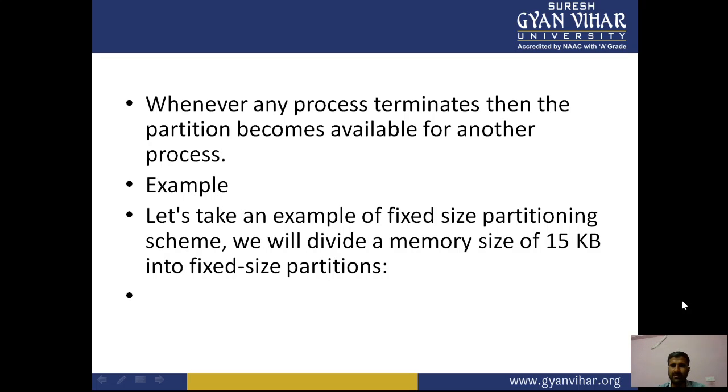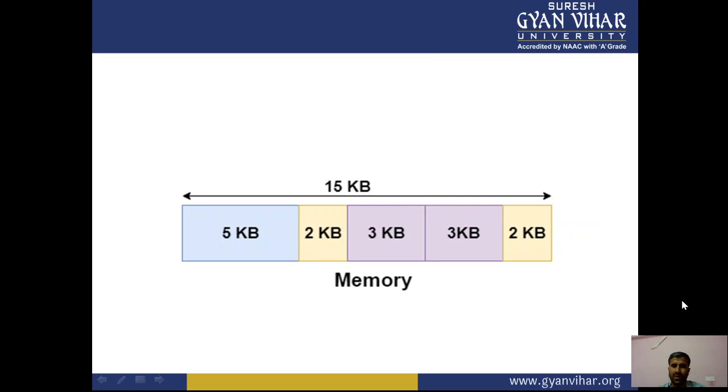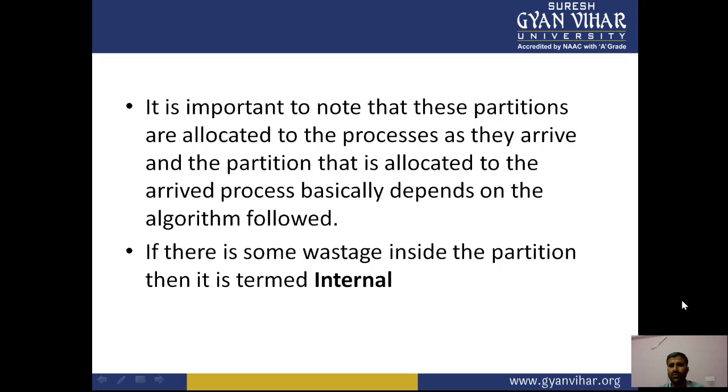Let us take an example of the fixed-size partitioning scheme. We will divide a memory of 15 KB into fixed-size partitions. So we have distributed 15 KB into 5 KB, 2 KB, 3 KB, 3 KB, and 2 KB. It is important to note that these partitions are allocated to processes as they arrive, and which partition is allocated to an arriving process depends on the algorithm followed.